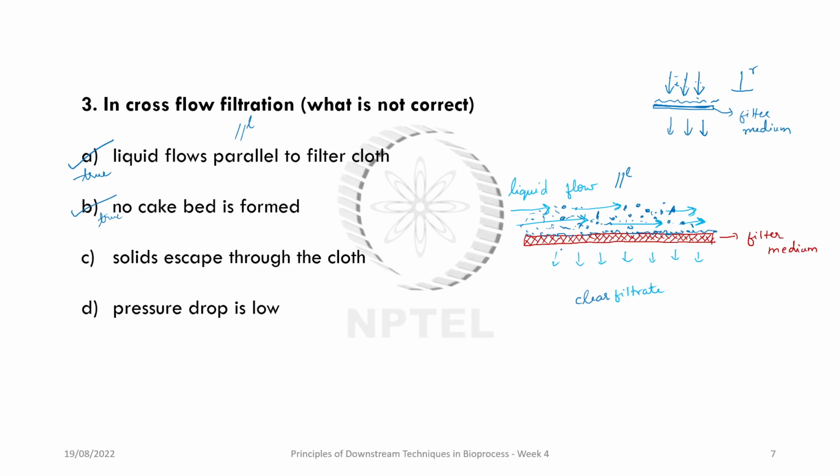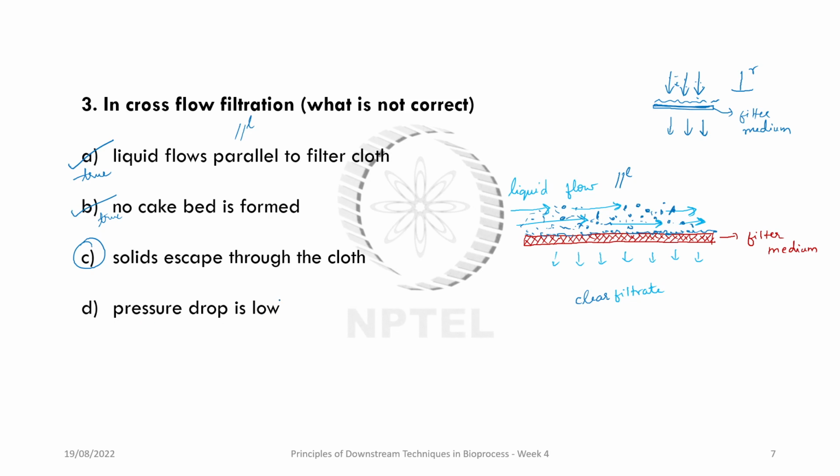Solids escape through the cloth. So the whole point of filtration is to keep the solids from coming through, and you are going to allow only the liquid to flow through whatever the medium is, whether it is cloth or other sieve, whether it is polymer mesh membrane, whatever it is. So this is not true, correct?